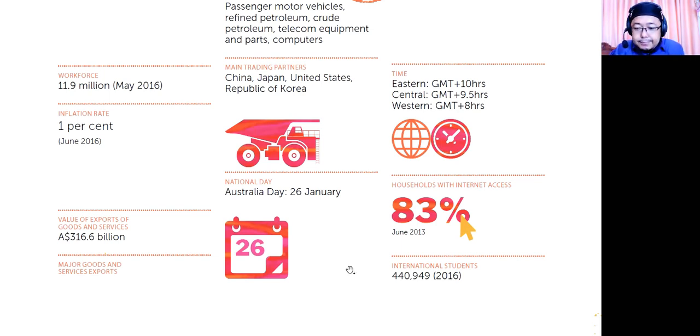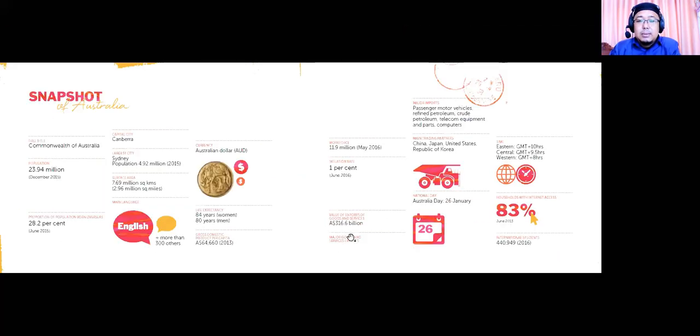Nah, sekarang kita lihat international students in Australia di tahun 2016 jumlahnya sebanyak 440.949 orang. So, are you excited to study in Australia? I hope that you are. So, it's okay. Salah satu komponen terbaik untuk menjembatani negara Indonesia dengan negara lain, termasuk negara Australia, adalah melalui sektor pendidikan. Tentu kita berharap akan banyak dukungan dari berbagai pihak untuk pelajar Indonesia yang ingin belajar di luar negeri, tidak hanya di Australia, juga di Inggris, dan juga di Amerika Serikat.